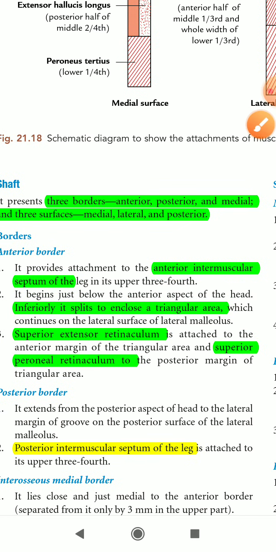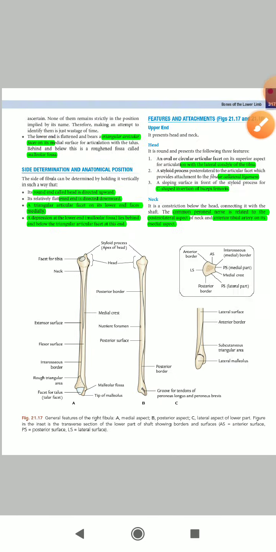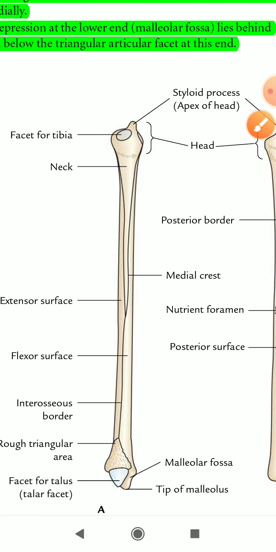The anterior border provides attachment to the anterior intermuscular septum, and in the lower aspect, it splits to enclose a triangular area. On the anterior margin of the triangular area there is attachment of the superior extensor retinaculum, and on the posterior margin of this triangular area there is attachment of the superior peroneal retinaculum. So let's see the anterior border.